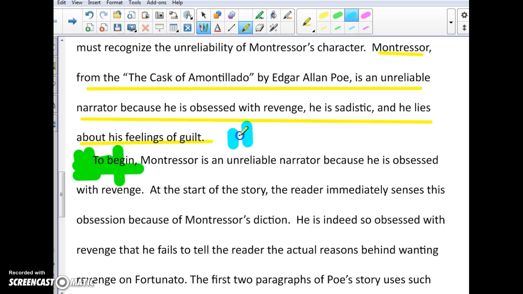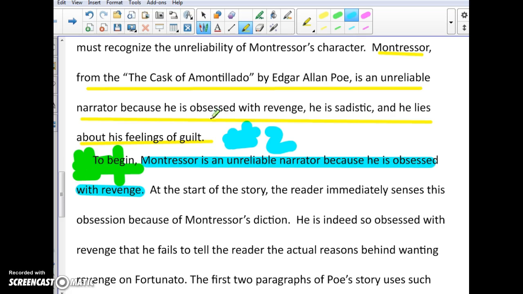Step number 2 then is where we actually create a topic sentence with an argument. You are going to use the same claim that you used in your thesis statement with the first supporting detail that you listed in your thesis statement. So this student's topic sentence reads, "To begin, Montresor is an unreliable narrator because he is obsessed with revenge."